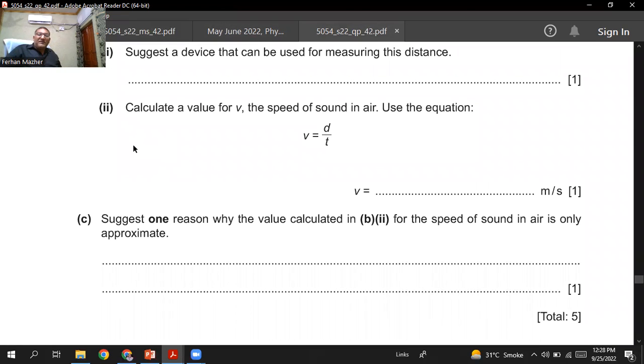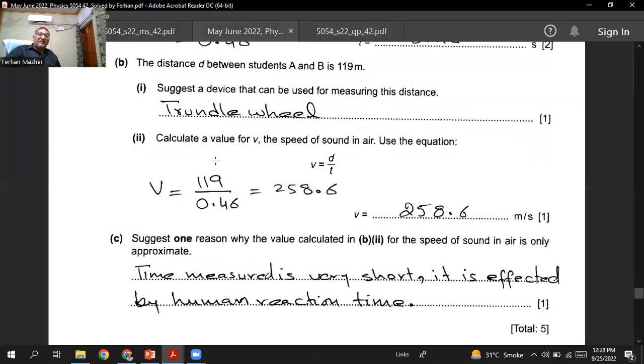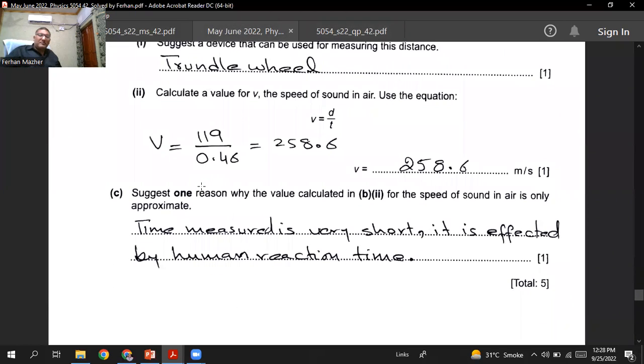He says calculate the value of V, the speed of the sound in the air, using the equation. So V is equal to D divided by T. The distance traveled is 119 meters, and the time taken to reach from one point to another point, which are 119 meters away, is 0.46. So that will be 258.6. Sorry, I said 25.8. It's 258.6. So that is how you calculate the speed, the velocity.